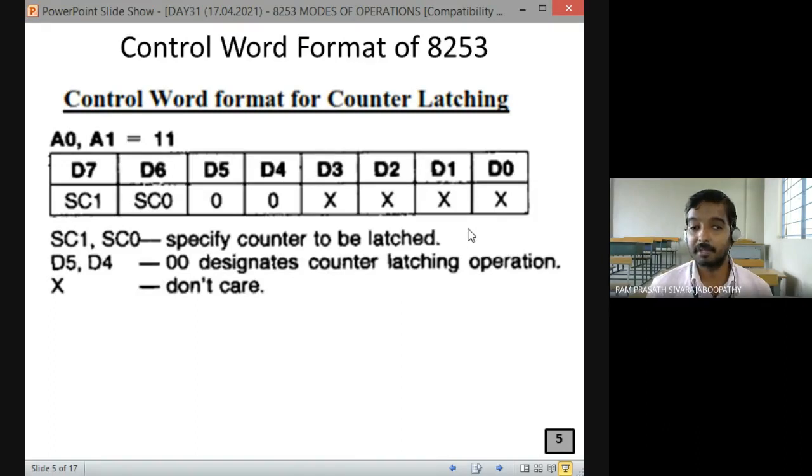We cannot read the count value directly. One option is to stop the counter. What is the procedure, and what is the only way to stop the counter? I want to disable the counter operation. For that, what do we have to do? In the 8253, the counting operation is going on. If I want to stop it, what can I do? Any method? What did we say the counting operation depends on?